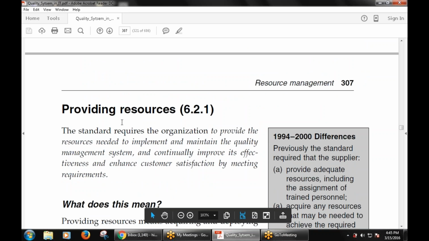Now next is what are the various categories, or the various ways by which we can provide the resources. The standard requires the organization to provide the resources needed to implement and maintain the quality management system, continually improve its effectiveness, and enhance customer satisfaction by meeting the requirements. That is how to meet the customer's requirements: the customer will be satisfied by providing the resources that are part of the quality management system.